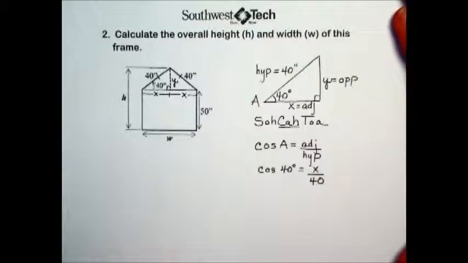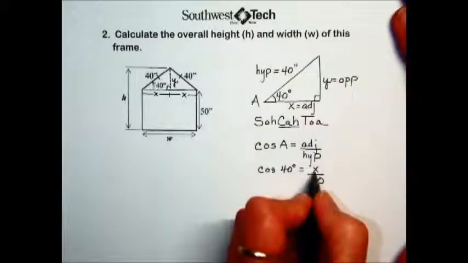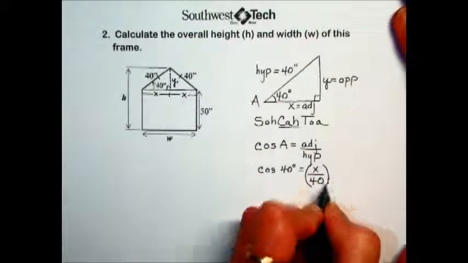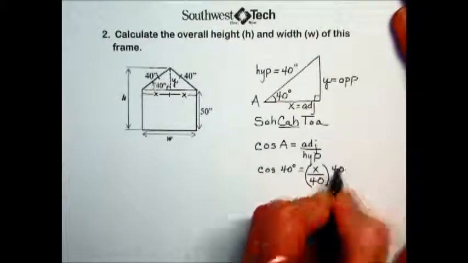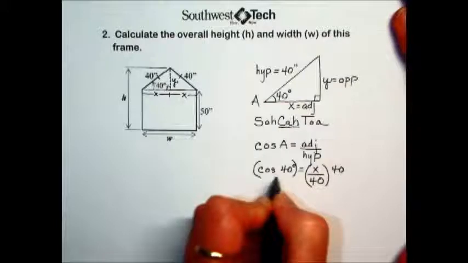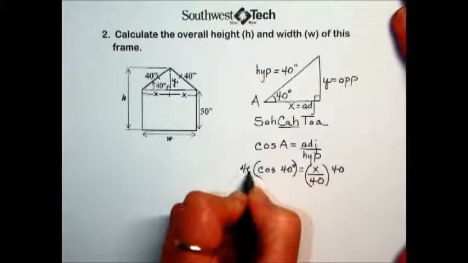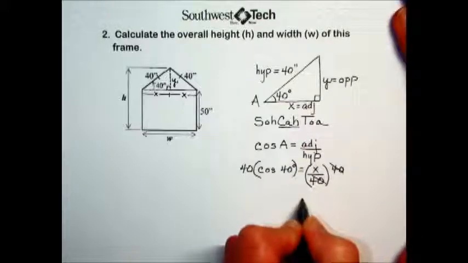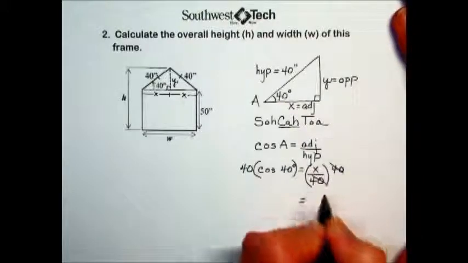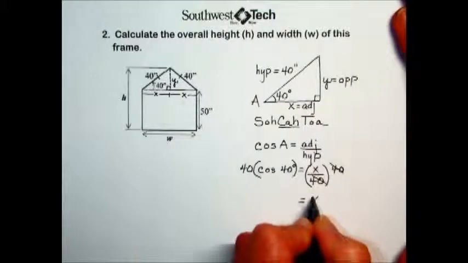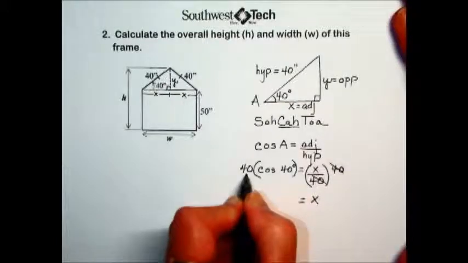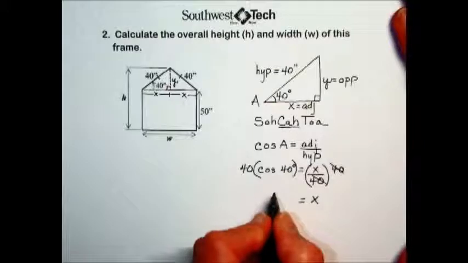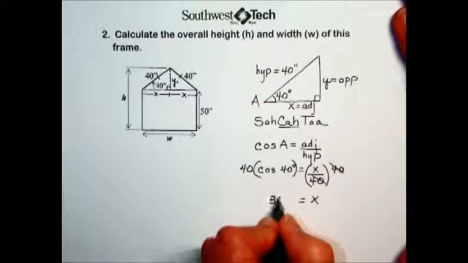To solve this equation and get x by itself, we'll undo the division by multiplying by 40, and to maintain equality, we'll multiply both sides by 40. The 40s on the right cancel one another out. 40 divided by 40 is 1 times x is x. And using our calculator, determining the value of this, we end up with a value of 30.6.